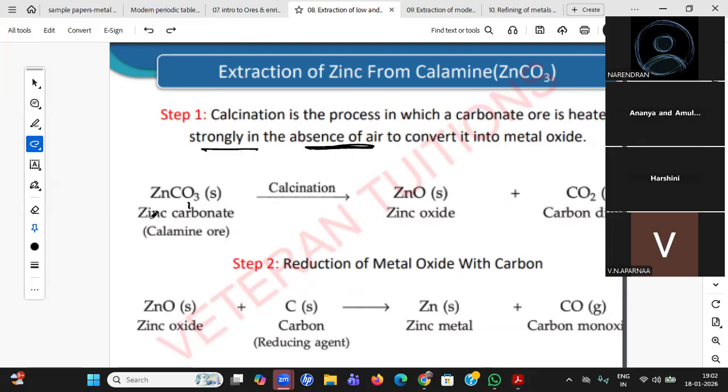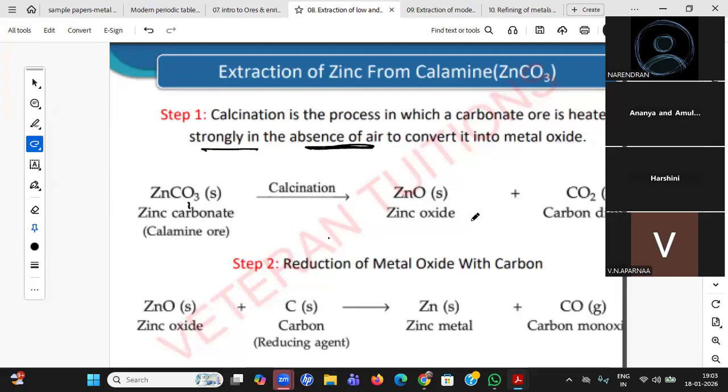Redox reaction: I need to check the oxidation state, student. Like you can see, carbon is having how much? Zn plus 2, O minus 6, C plus 4, plus 4. Carbon is not changing. Zinc plus 2, plus 2, not changing. No, student, it's not a redox reaction.